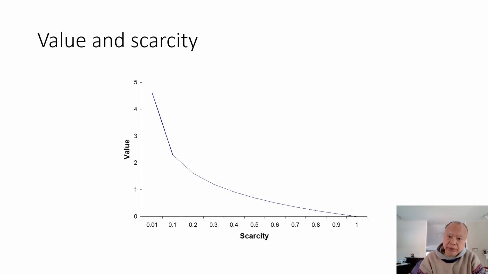Value and scarcity. This graph is drawn from the function of value. When the scarcity of a commodity approaches 1, the value of that commodity approaches 0. When the scarcity of a commodity approaches 0, its value approaches infinity.